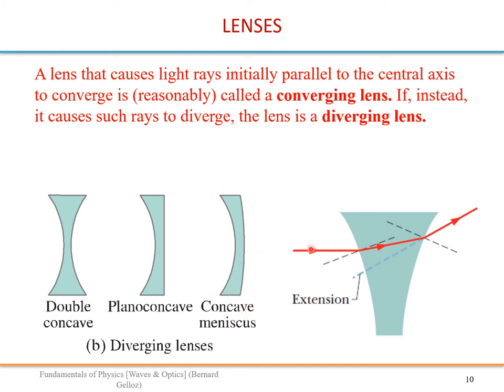Indeed, in this case, let's take a horizontal ray that is parallel to the central axis. It comes like that, so it bends towards the normal because this is a slower medium. And here it has to bend away from the normal. If it were not bending, it would continue like this, so it bends away from the normal. So indeed, this ray is diverging, in the sense that it will not intersect the central axis, at least not at a real point.